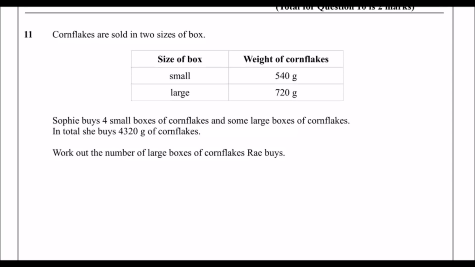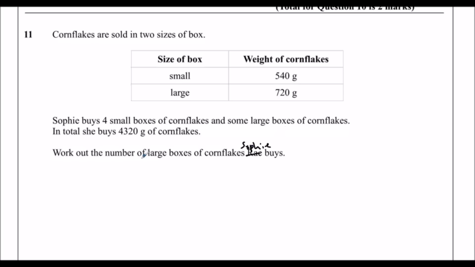Question 11. Cornflakes are sold in 2 sizes of box. Small is 540 grams and large 720 grams. Sophie buys 4 small boxes of cornflakes and some large boxes. In total, she buys 4,320 grams of cornflakes. Work out the number of large boxes of cornflakes that Sophie buys.